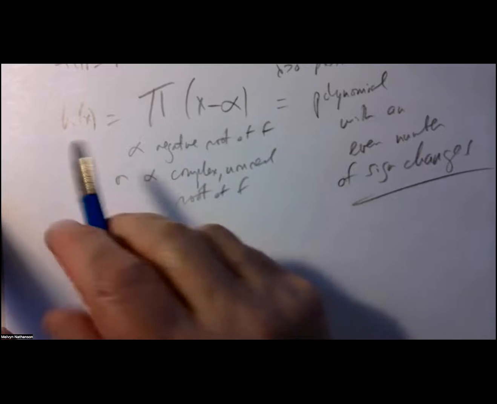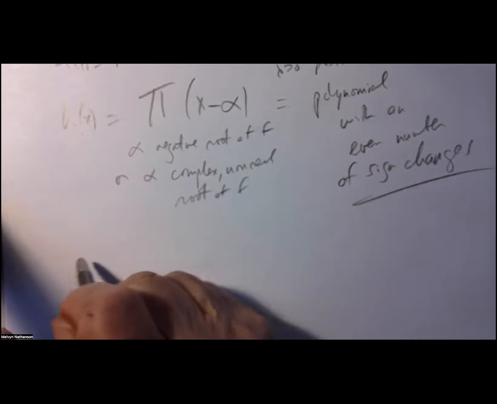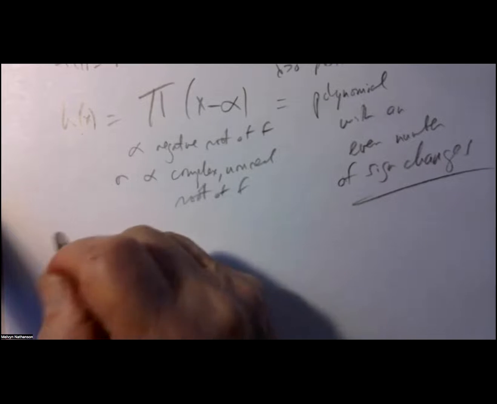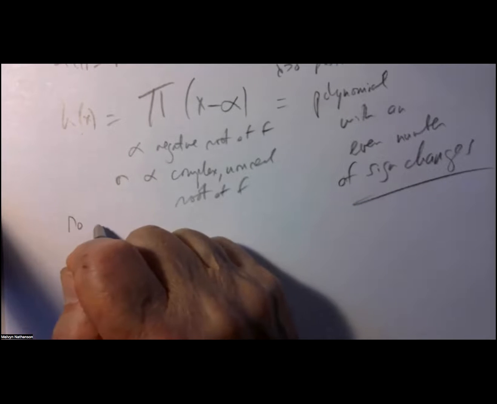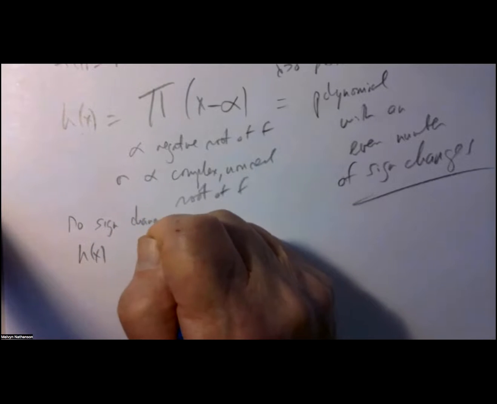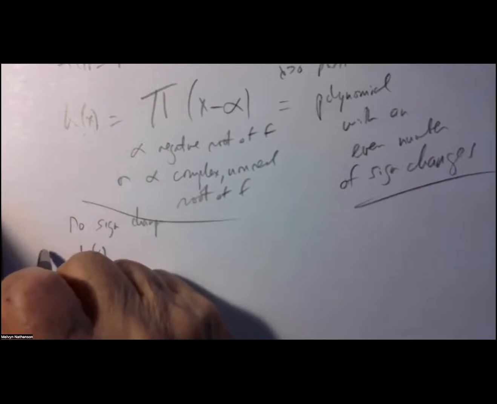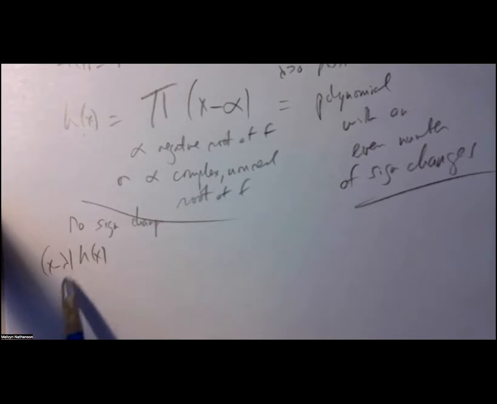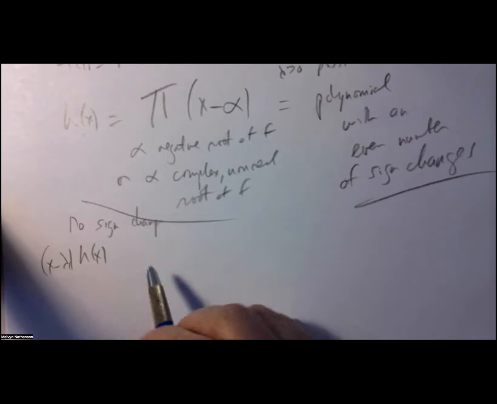So how do I get from h of x to f of x? I start with h of x. Let's say it has, I don't know, r0 sign changes. And multiply it by x minus lambda. Lambda is a positive root, x minus lambda 1.